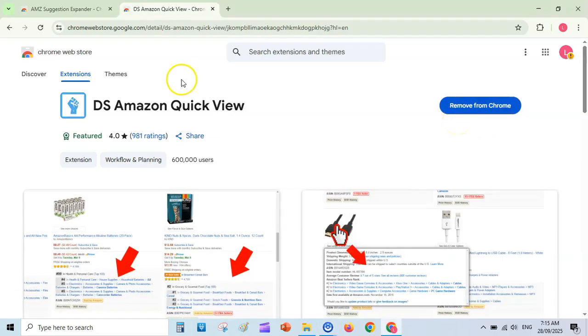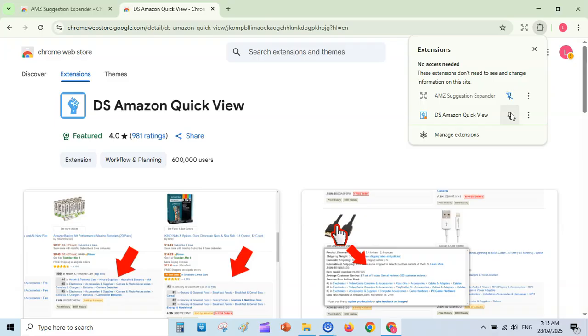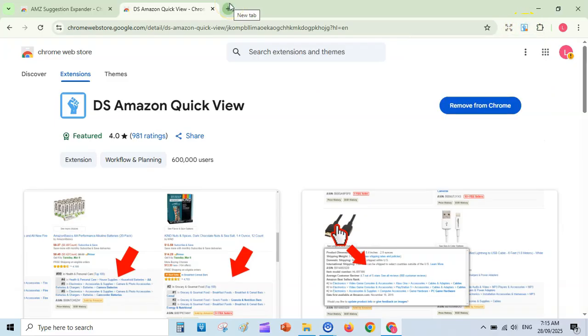The second extension is DS Amazon Quick View. It's a really good extension for KDP niche research. You can also install this. I will leave the link just below this video. So once installed, you can go to the extension button here, pin them like this, and you will see them here. Once installed, go to amazon.com and start finding your niche ideas.